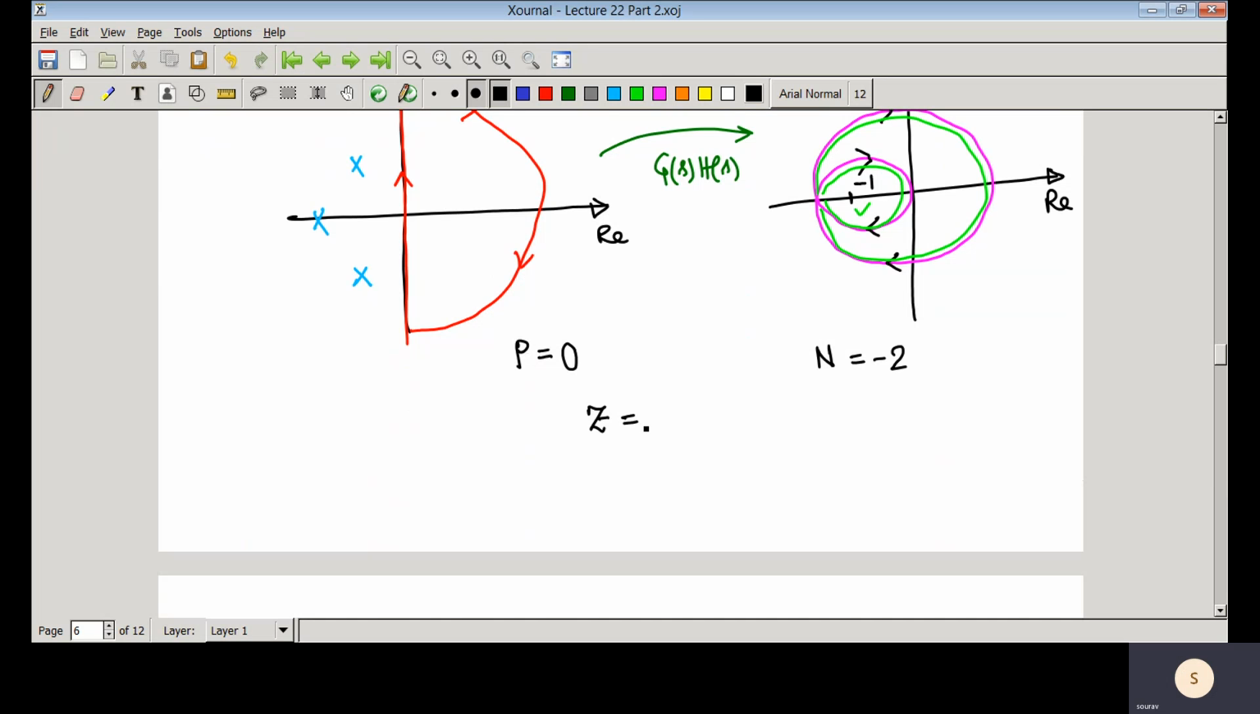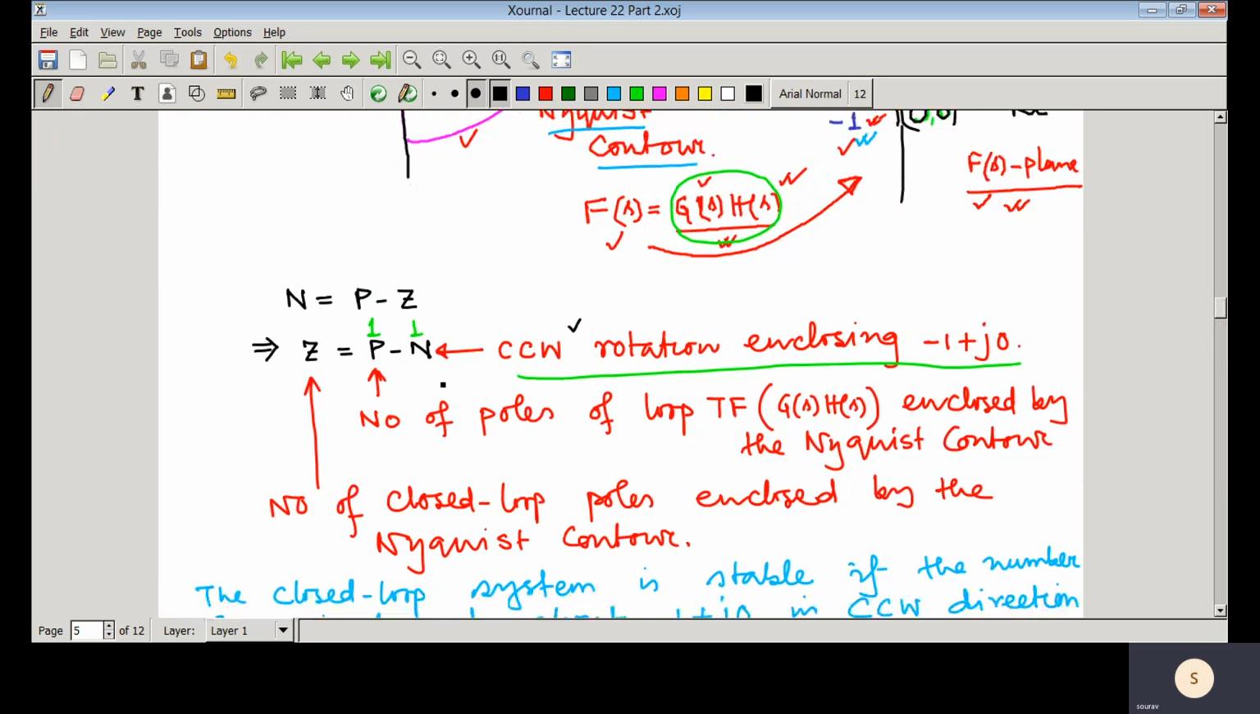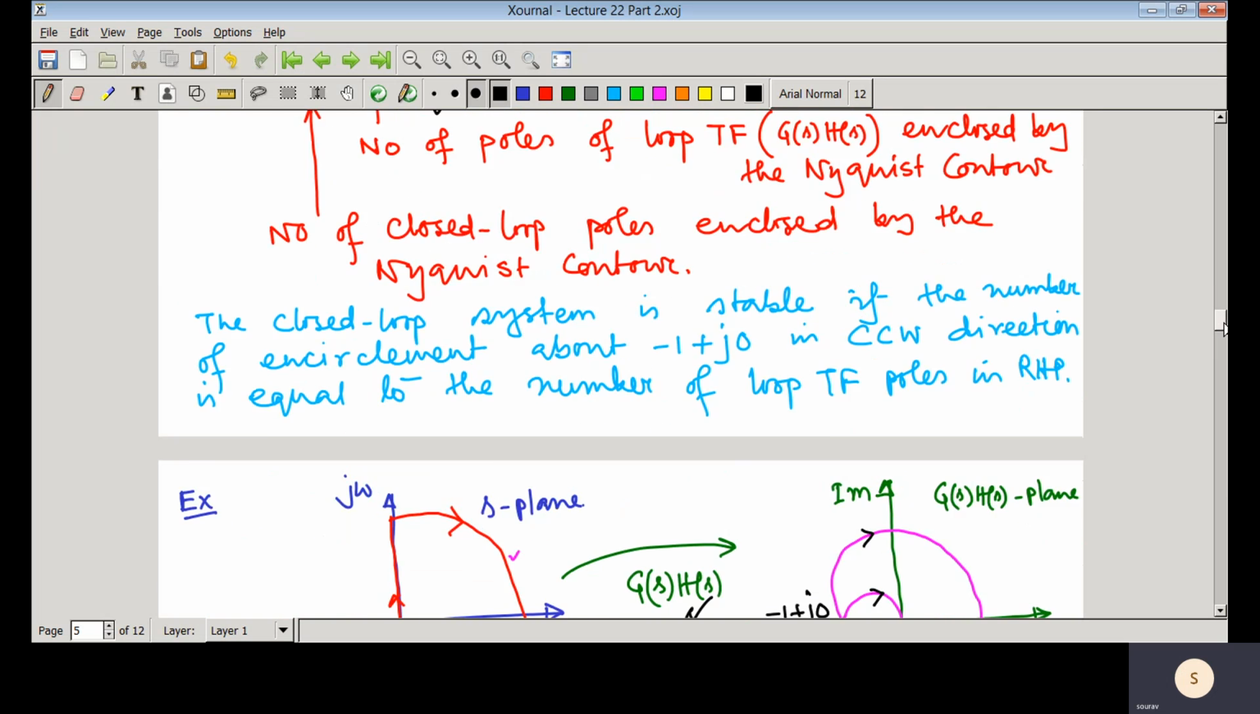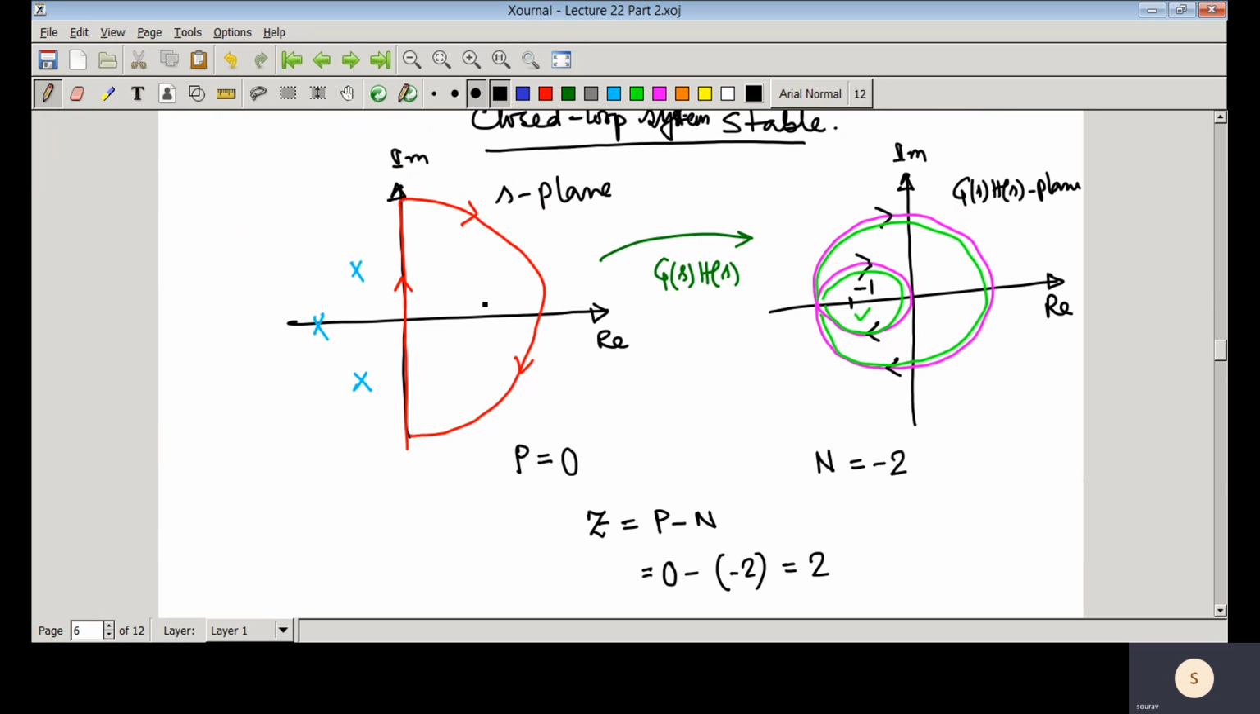According to the Nyquist stability criteria, we know that z equals p minus n. So p here equals 0, so minus of -2 is equal to 2. So it shows that z equals 2. That means 2 closed loop poles will be in the right half of the S plane.